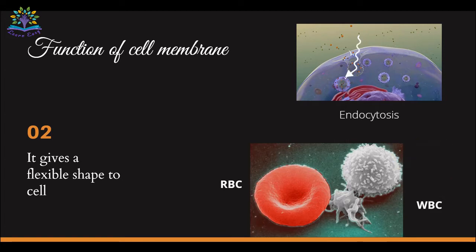Now let's take another example of humans, which are multicellular organisms. In us, RBC and WBC are able to change their shape and squeeze through narrow capillaries because of the flexibility provided by the cell membrane.